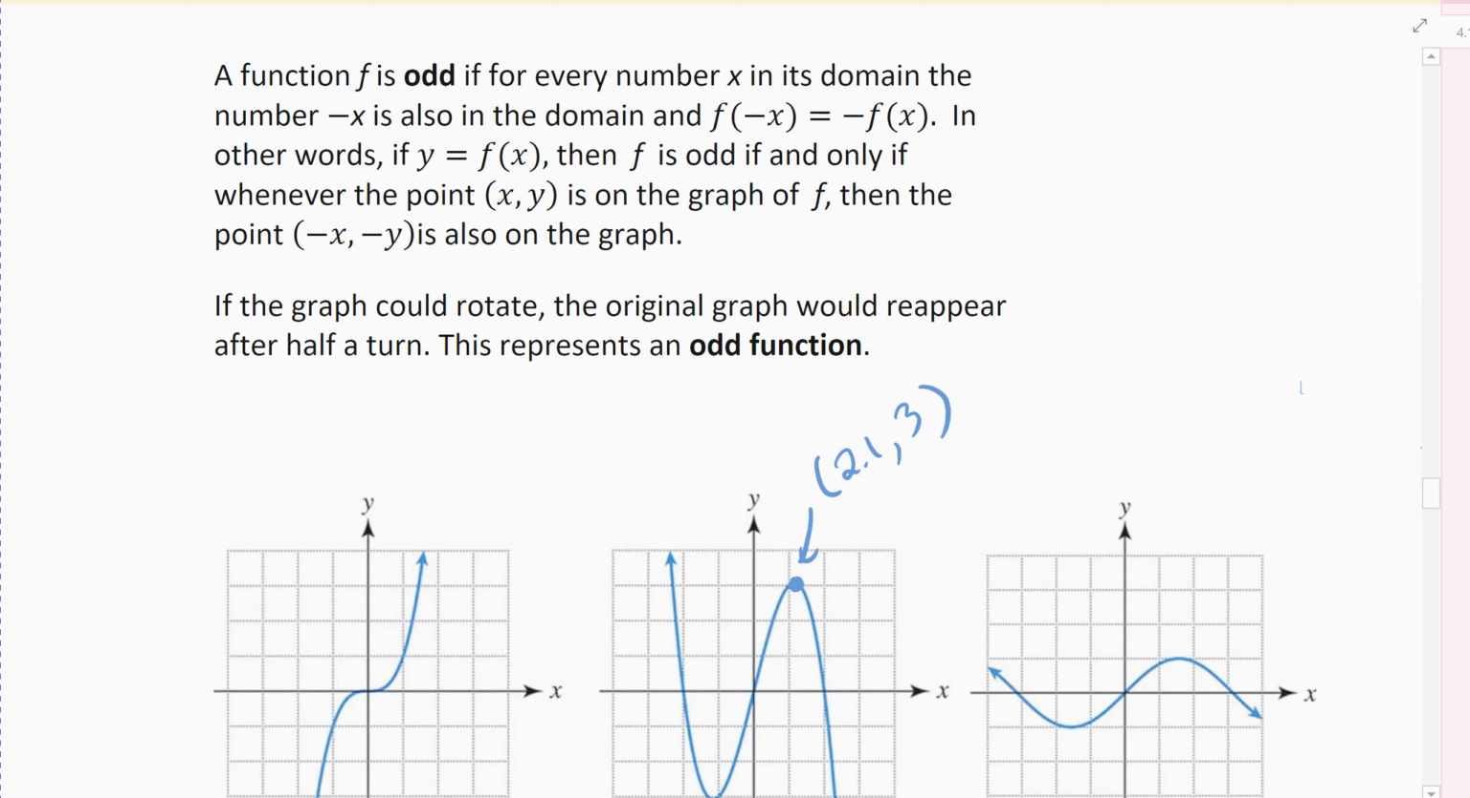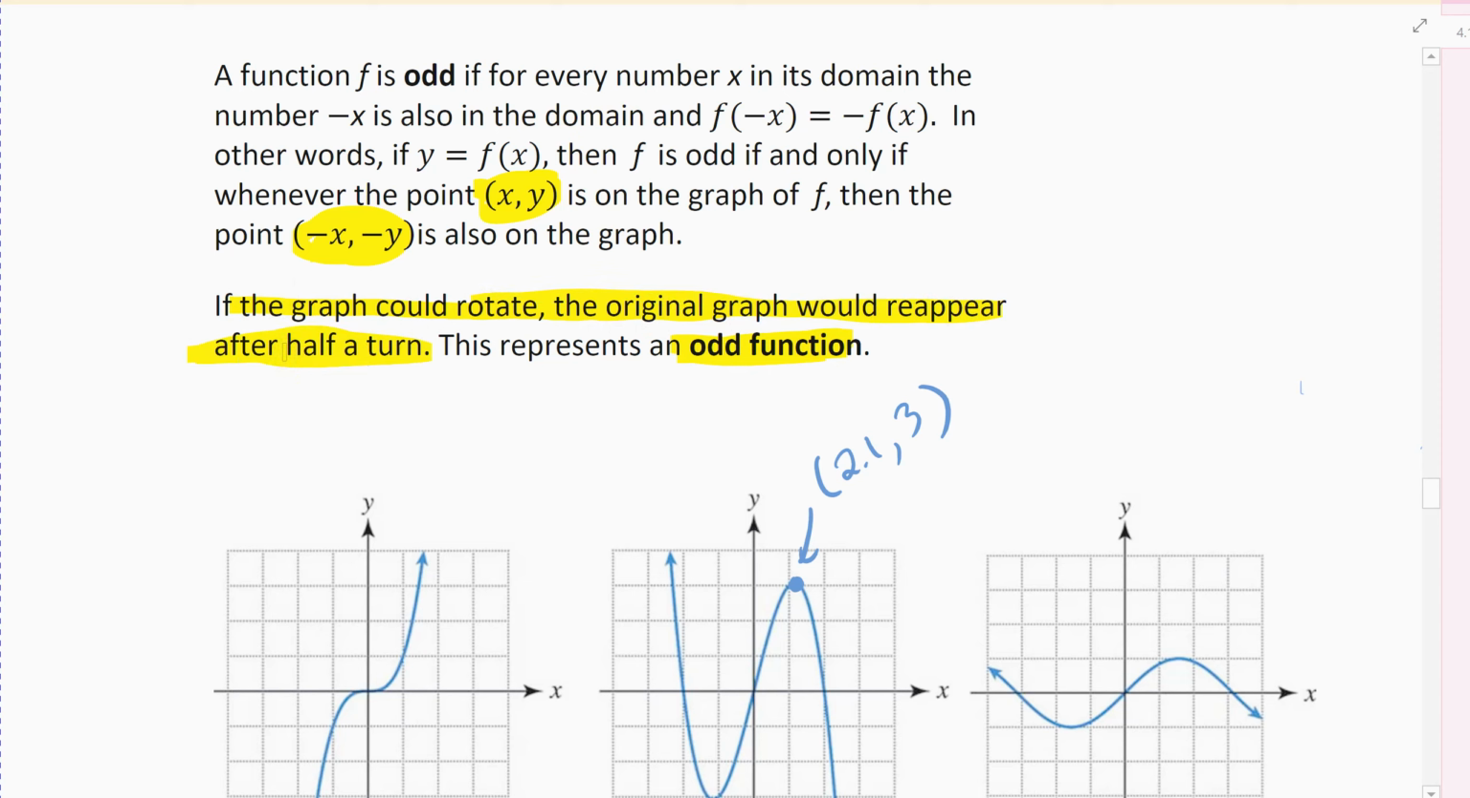So my function has odd symmetry if and only if, whenever I have the point (x, y), I also have the exact opposite point. So if I've got 2, 3, my function also has the point -2, -3. Right, the exact opposite. It's an odd function. We call it odd because the degrees are odd degrees, like cubes or fifth degrees or those types of things. And what would happen is when you rotate it, it rotates around the origin 180 degrees.